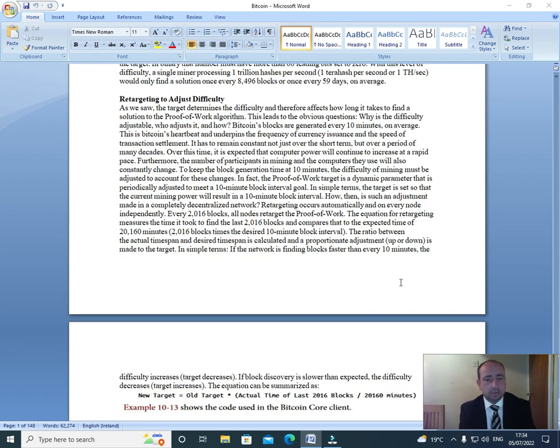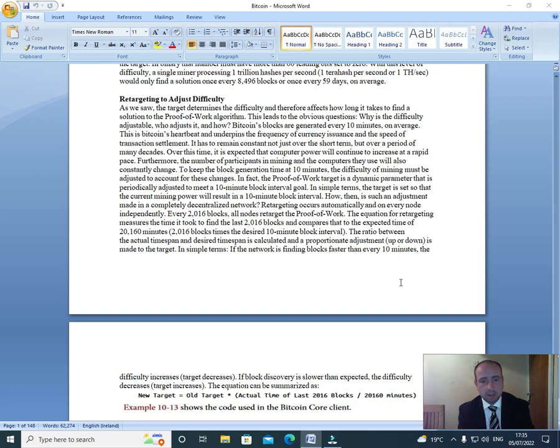Retargeting to adjust difficulty. As we saw, the target determines the difficulty and therefore affects how long it takes to find a solution to the proof of work algorithm. This leads to obvious questions. Why is the difficulty adjustable? Who adjusts it and how? Bitcoin blocks are generated every 10 minutes on average. This is Bitcoin's heartbeat and underpins the frequency of currency issuance and the speed of transaction settlement. It has to remain constant not just over the short term, but over a period of many decades.